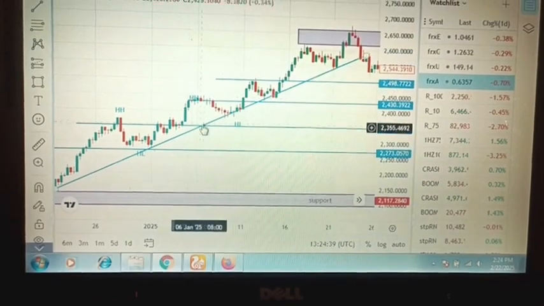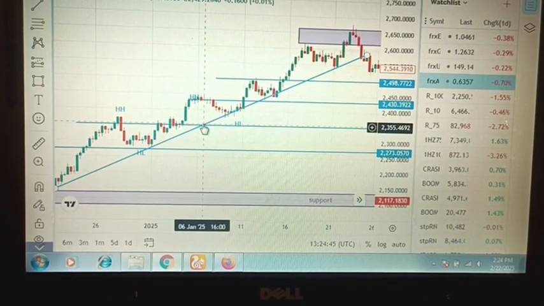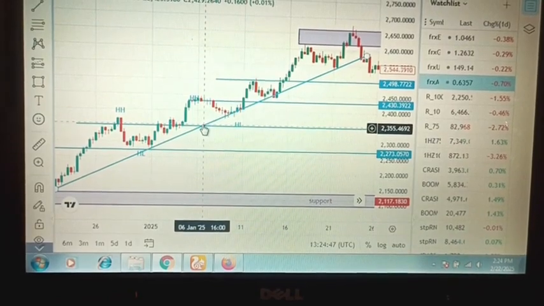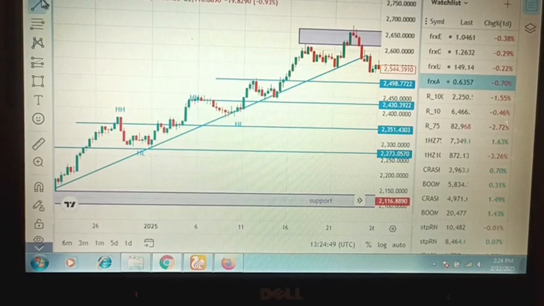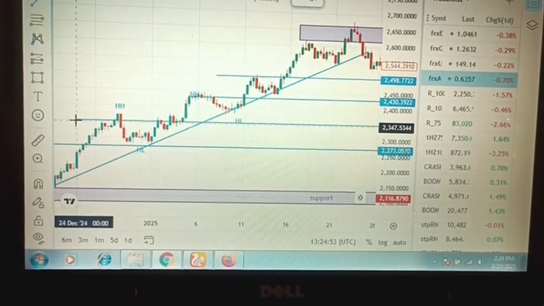You mark all the higher lows. This is how to draw a trend line. Okay. So what of the higher? You can also mark all the higher highs, but this will give you a channel.